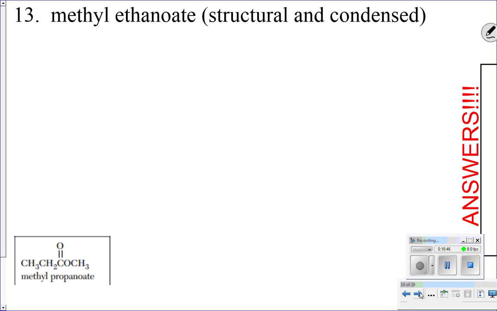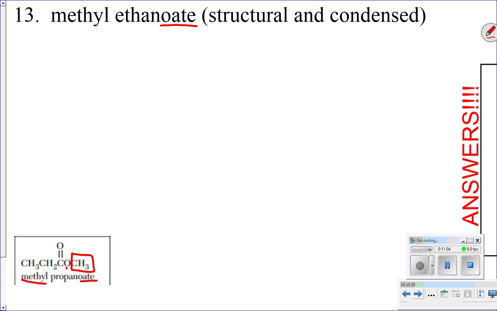Methyl ethanoate. The esters are hard. Make sure you tune in on your example. The -oate ending tells me I'm looking at my esters. Now the methyl part, you'll notice, methyl right here meaning 1 carbon, means off of that single bonded O, we only have 1 other carbon.